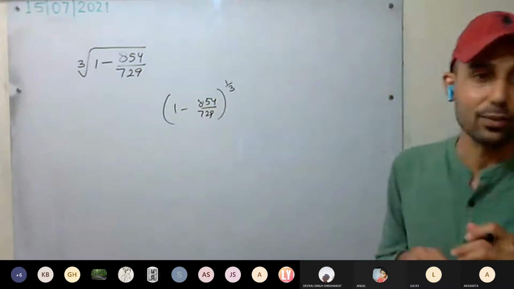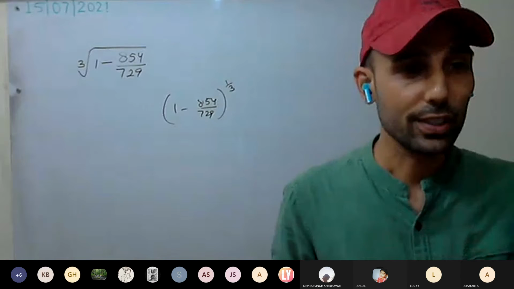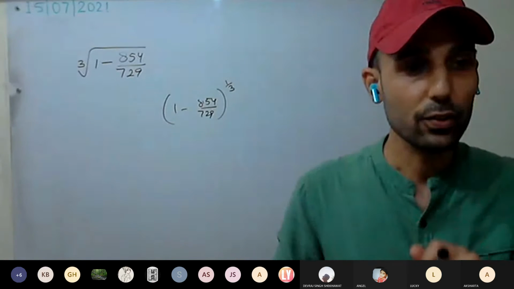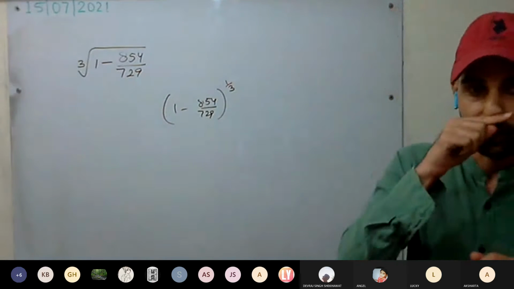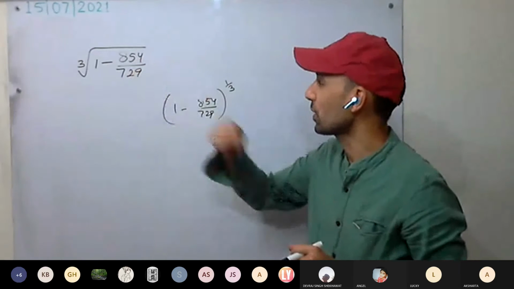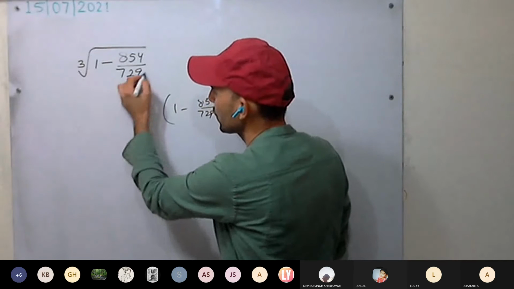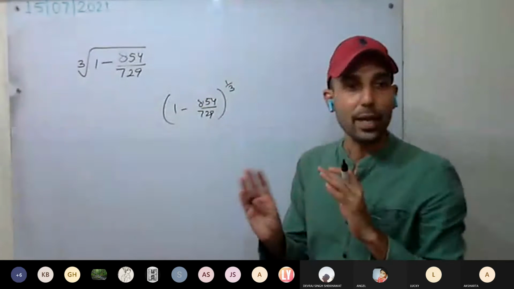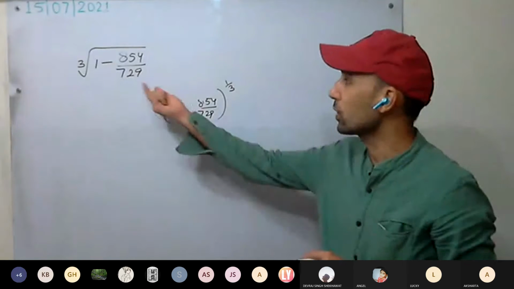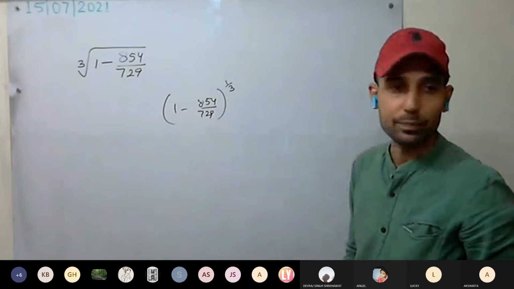But what's the use of that? Then how to take the cube root? We should not change into a mixed fraction, it is improper only. Now first we solve within this. Whenever there is a plus or minus sign under the root, we have to solve it first.